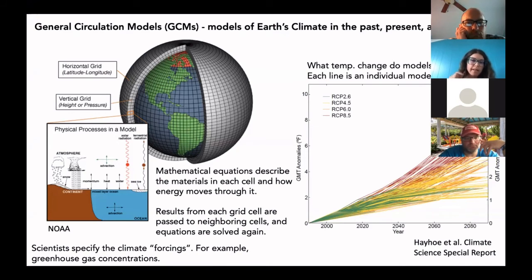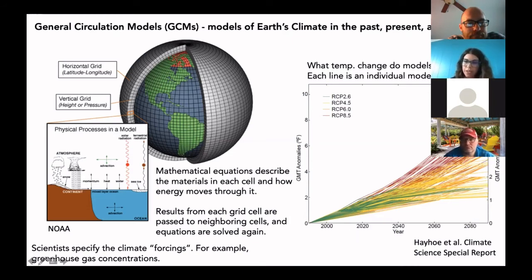Scientists will specify the climate forcings acting in the model. And so they'll take these different RCPs and model what will happen into the future under these different scenarios. And because all of these models are set up in slightly different ways, we get slightly different results. And then what groups like the IPCC do is they take all of that information to make predictions.